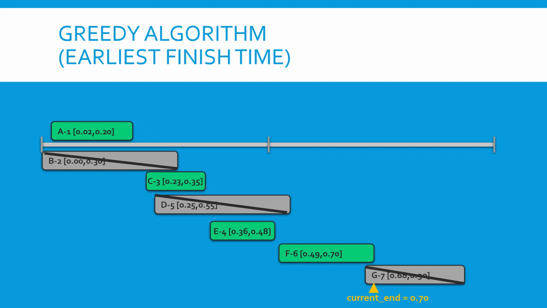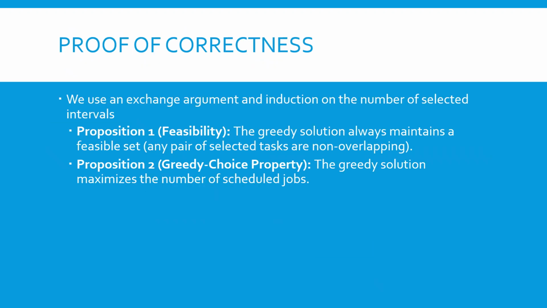You can verify that this set is a maximum feasible set. There is no other schedule that accepts more than 4 non-overlapping jobs from the given intervals. Next, we will prove that the earliest finish time first greedy algorithm is correct. We will do this by establishing 2 key facts.